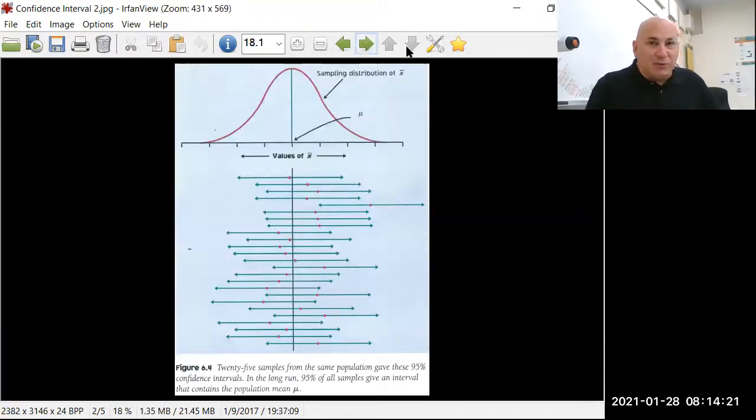Now, if we go to, let's see, I'm not even sure if that changed, so I'll just screen share again just to make sure the picture changed.